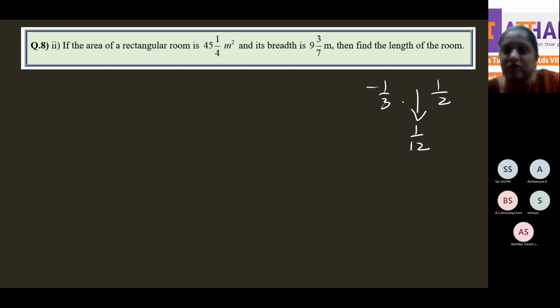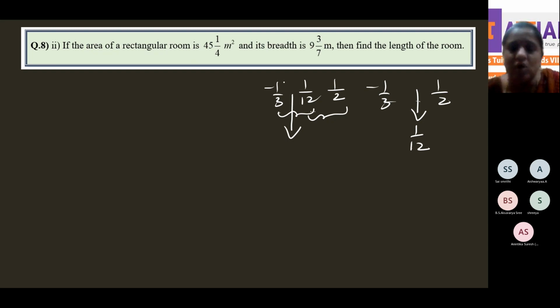Now we'll find a rational number. You can either find the next rational number between minus 1 by 3 and 1 by 12, or between 1 by 12 and 1 by 2. When you find a rational number between minus 1 by 3 and 1 by 12, that's also between minus 1 by 3 and 1 by 2. And when you find a rational number between 1 by 12 and 1 by 2, that number is also between minus 1 by 3 and 1 by 2.